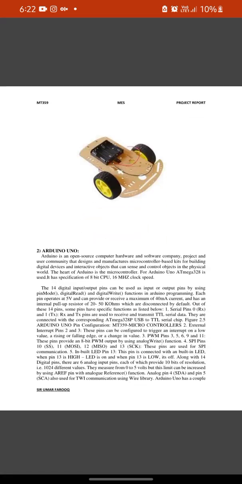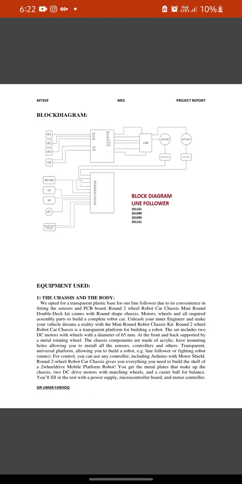So first of all, the equipment used: the chassis and the body. We adopted a transparent plastic base for our line follower, which comes with fittings for sensors and every other component. DC motors with wheels with a diameter of 65 millimeter, and at the front and back a supporting metal rotating wheel which rotates 360 degrees. The chassis is made of acrylic and has mounting holes that allow you to install all sensors, controllers and other things.